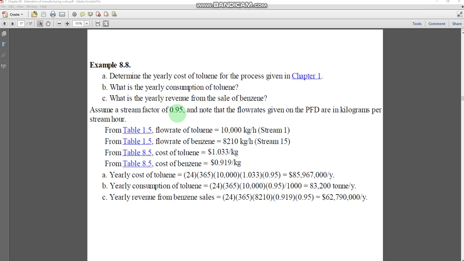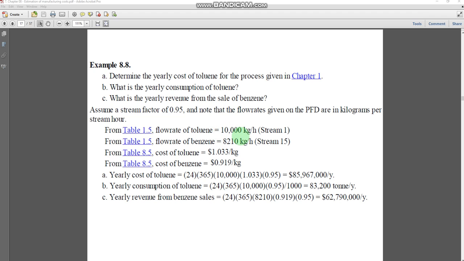Assume a stream factor of 0.95 and note that flow rates given on the PFD are in kg per stream hour. So some of the information about the flow rate is given to you in the PFD, and then you have to calculate the yearly consumption and the yearly revenue. From the table you can see the process flow diagram and the relevant table where you can find the flow rates of the toluene and the benzene. From this table, the toluene flow rate is 10,000 kg per hour, and the benzene flow rate is around 8,210 kg per hour.